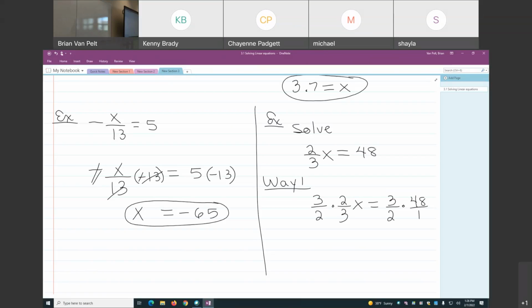Look what happens to the left-hand side. When you remember when you would simplify, wouldn't this 3 cancel with that one? And wouldn't this 2 cancel with that? What's left over there on the left-hand side? Just x. That is exactly what you want to be left over. On this side, I have to do a little simplifying, like this 2 goes into 48 24 times. And what is 3 times 24? 72.